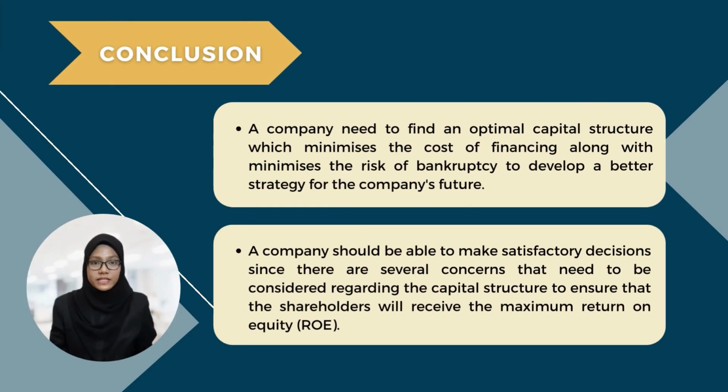To end this presentation, we can conclude that an optimal capital structure plays a major role in the performance of a company. A company must find an optimal capital structure that minimizes the cost of financing and minimizes the risk of bankruptcy, which will help the company to create a better plan for the future. Also, a company must be able to make satisfactory decisions since there are several concerns they need to consider about the capital structure to make sure that the shareholders will get the maximum return on equity.